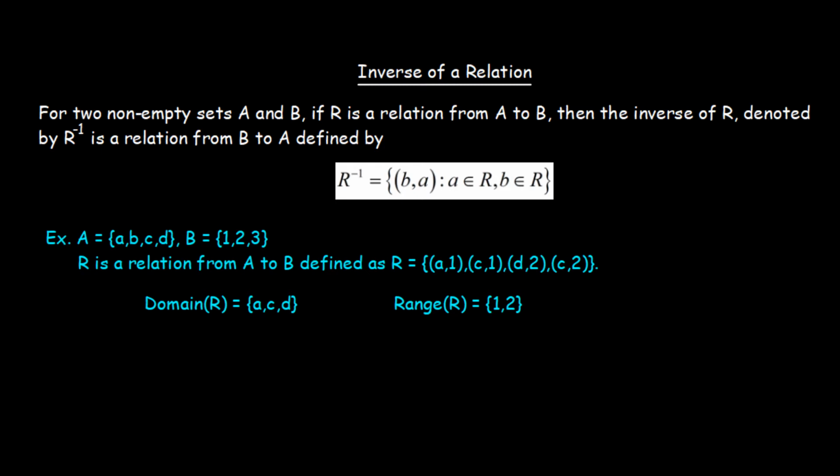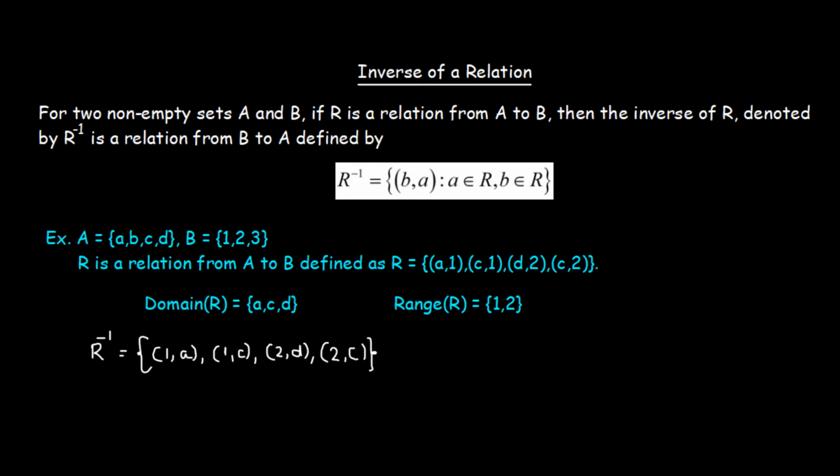So the inverse relation will be simply R inverse. As per the definition, we have the ordered pairs with the elements flipped. The first ordered pair of the relation R is (a,1), so we flip the elements and that gives us (1,a). Then we pick up the second ordered pair, (c,1), and the inverse will be (1,c). Then the third is (d,2), so the inverse of it will be (2,d), and finally (c,2) will be written as (2,c). So this is how we determine the inverse of the given relation.